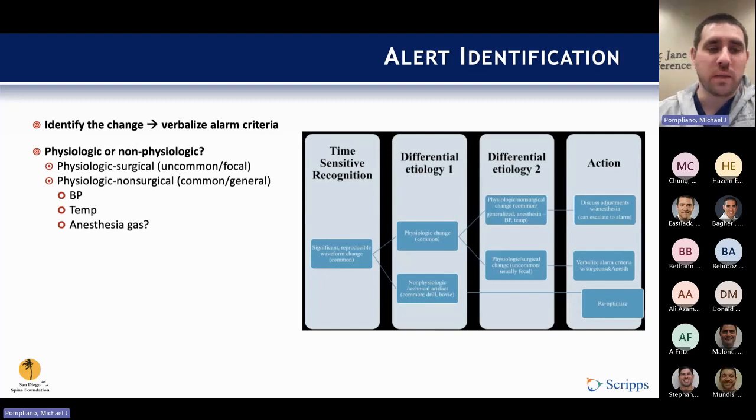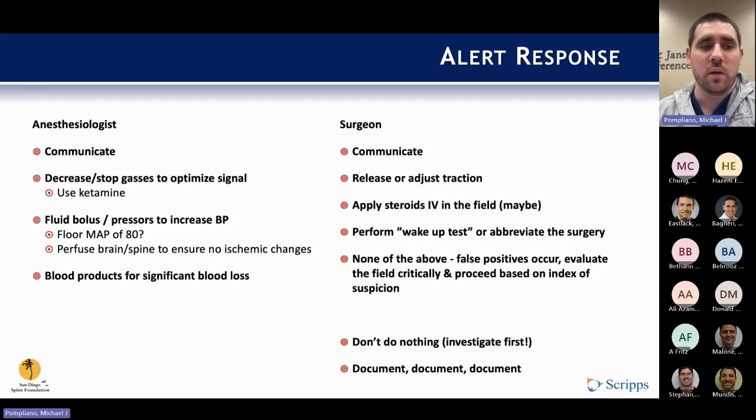First, you need to figure out why that alert happened before attempting to correct it, although many of these things are occurring simultaneously, with the treatment often confirming the correction or confirming the underlying etiology. Once you verbalize, it's essentially physiologic or non-physiologic. So it's either surgical, which is thankfully uncommon but more focal, or non-surgical, which is more common but more general as well.